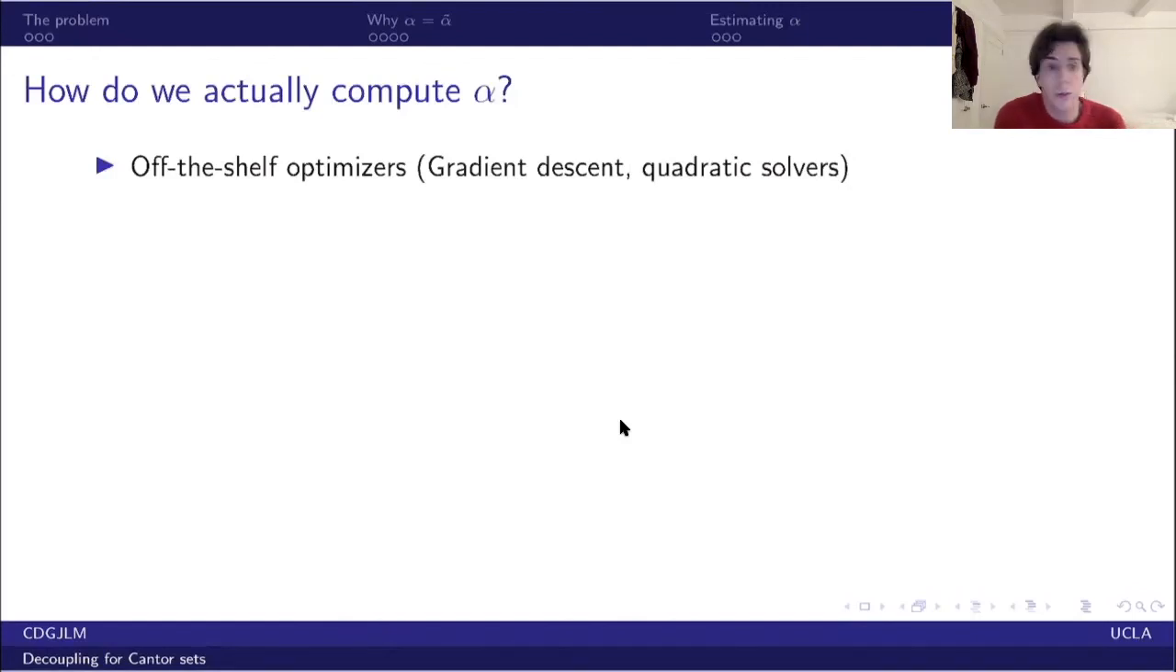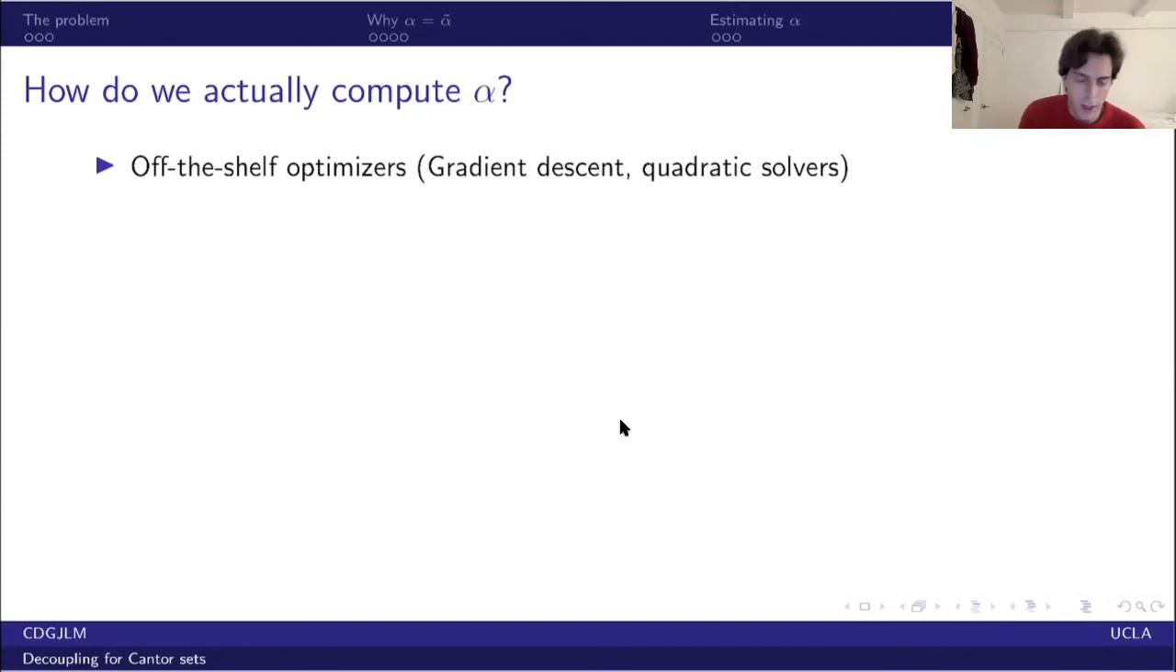One option is to just use off-the-shelf optimizers. We have no guarantees. They might work. We're trying to optimize a quotient of two things, or if you want, you can write it as a constraint problem. You want the right-hand side to be equal to 1, and you're trying to maximize the left-hand side. How big can you make it? And that's going to give you the constant.